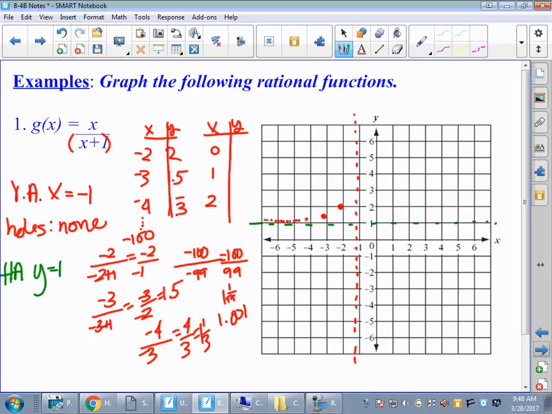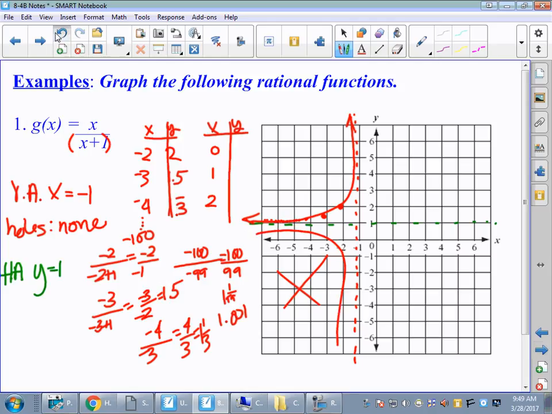So I have enough information now where I can connect, and I'm going to approach both asymptotes without crossing them. Now what I need to do is decide how this other graph is going to be. The only place it cannot show up is down here, because if the graph showed up down there, we wouldn't pass the vertical line test.